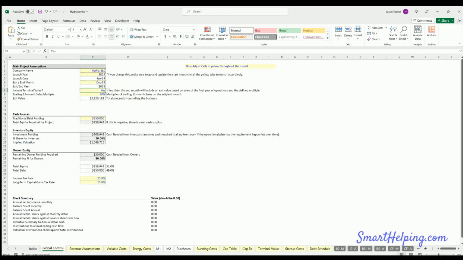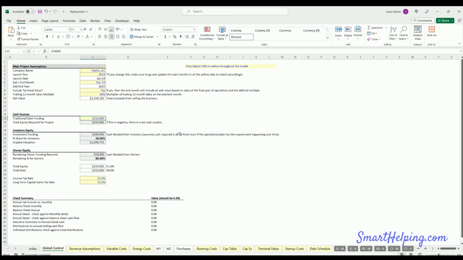You can also include a terminal value or not, and if you do, you can determine an exit value, which is just going to be based on a percentage of revenues. You've also got cash sources here, so debt and then any remaining equity is what the model is actually solving for based on all the startup costs and any net burn, capex, all that combined and the timing of that. This tells you the minimum cash you need to keep the company afloat while you're stabilizing.